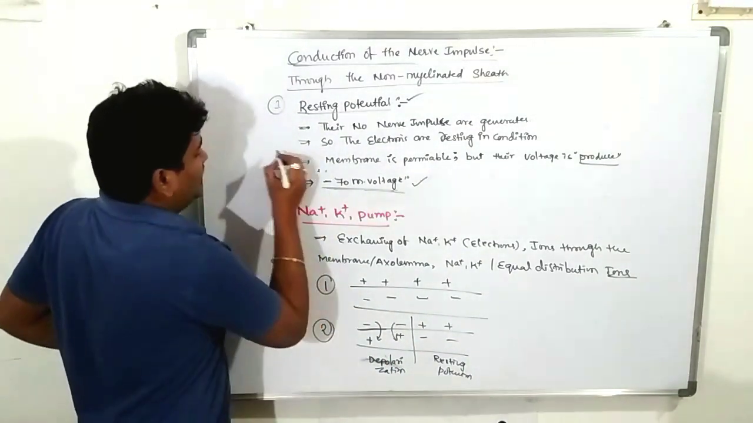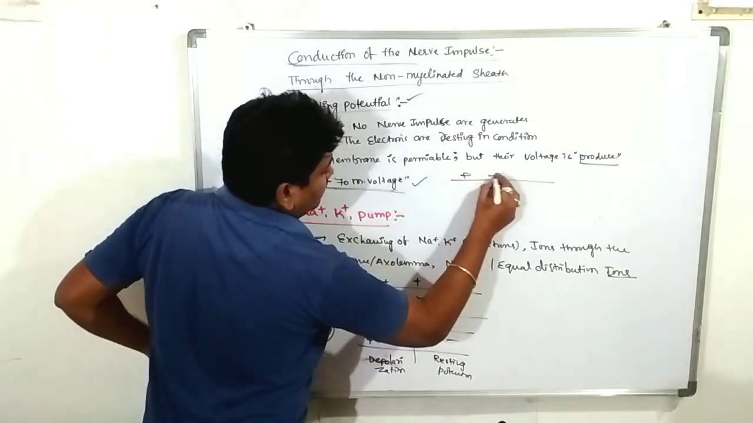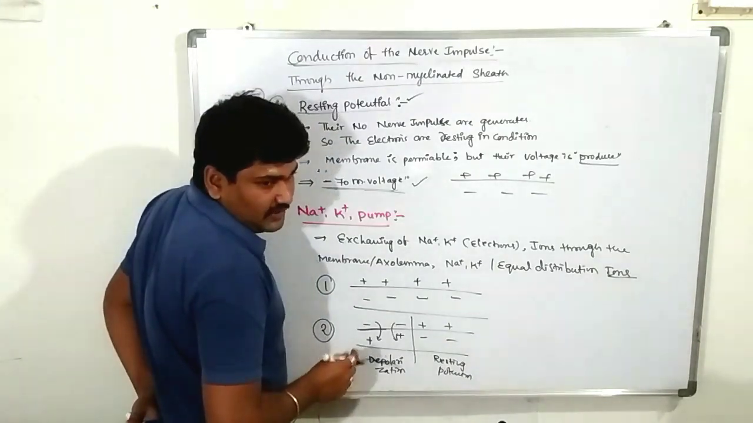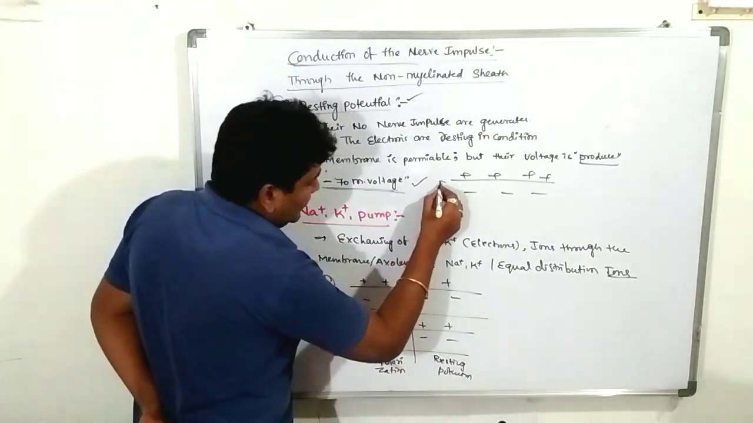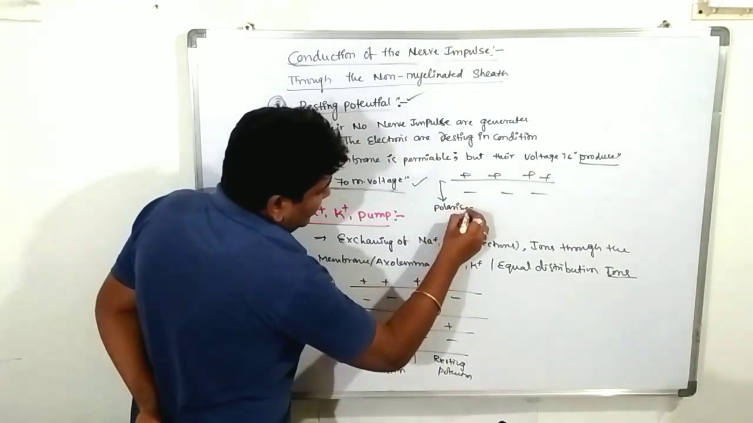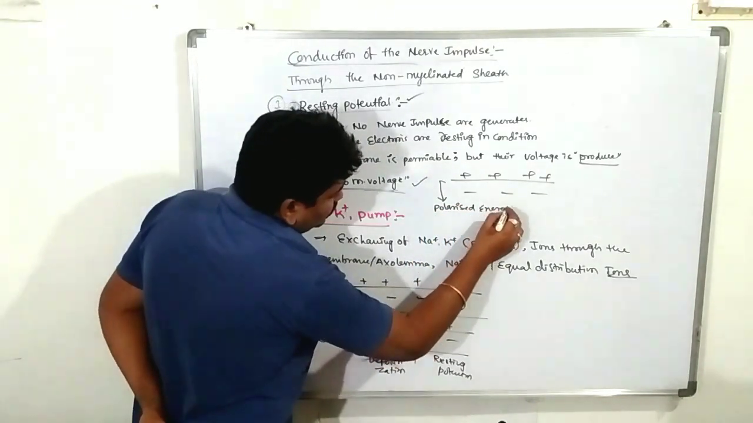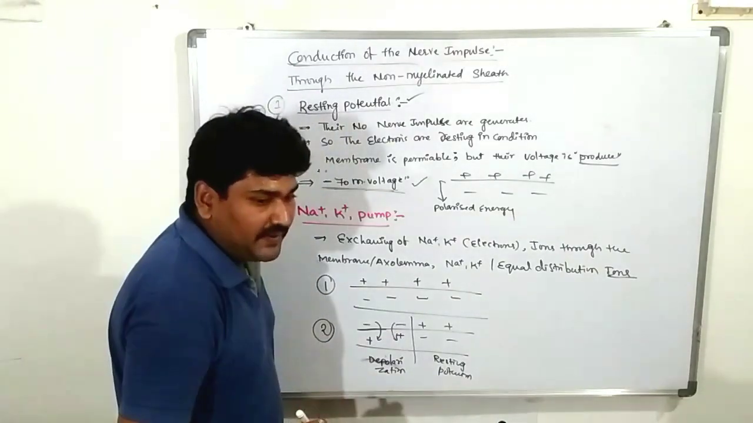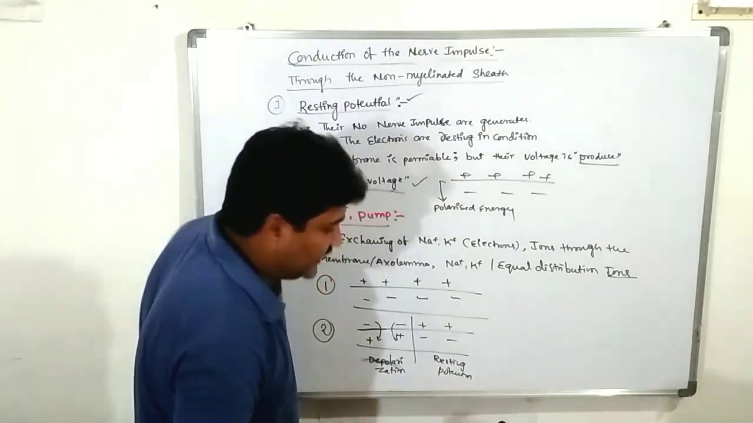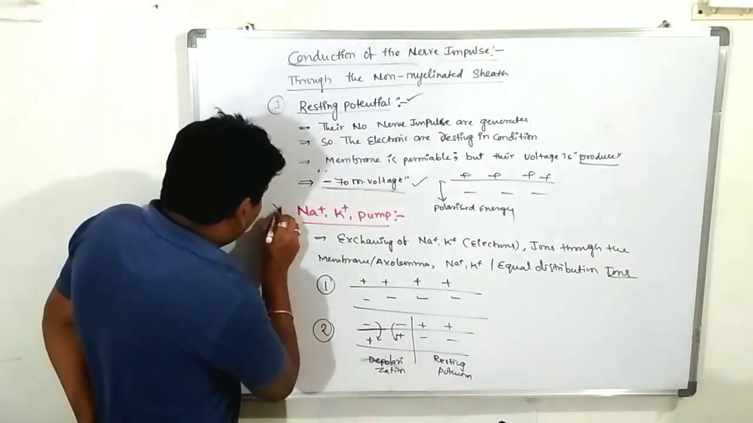In the resting potential, these two polars contain a different type of energy. That is called polarized energy. The two polars are containing a different type of energy. Clear? So this is known as the sodium potassium pump.